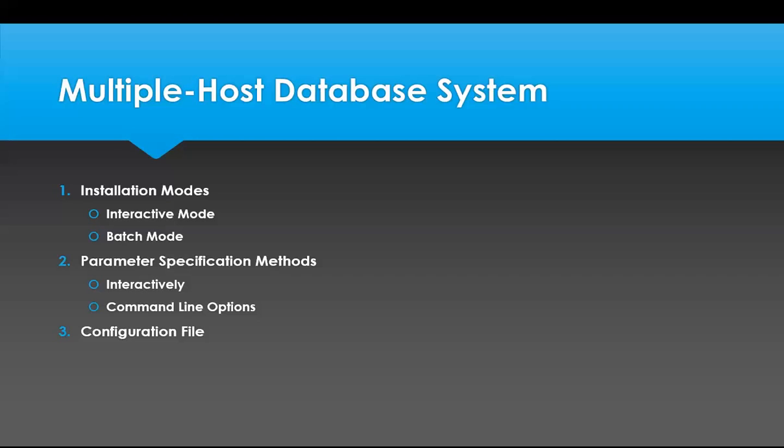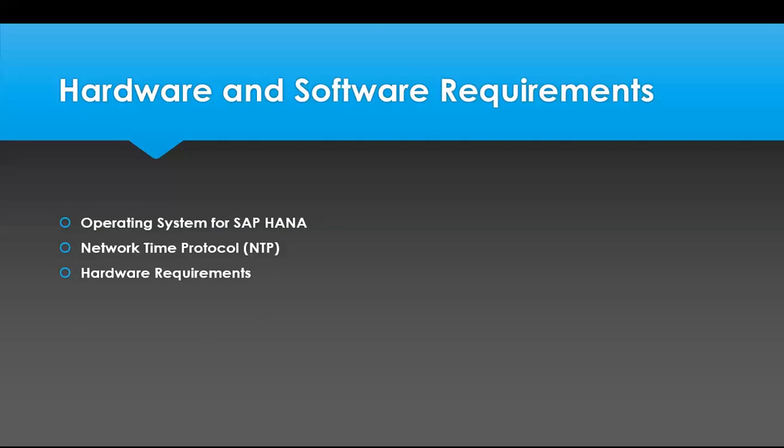So altogether, similar things are there: the installation modes, the parameter specification methods and the configuration file. All these things are the same for single host and multiple host database systems. It's just that we need to add additional parameter values in case of a multiple host system. So next is installing an SAP HANA system.